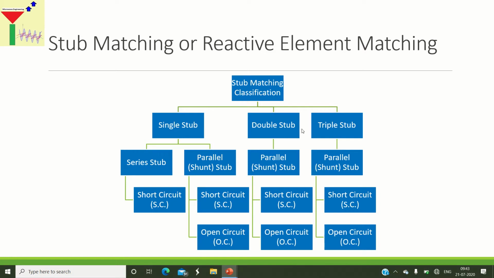Okay, so theoretically, almost all of the design solutions can be conveniently provided by a double stub. So hardly is there a requirement to make use of a triple stub, because in all applications 99% of solutions can be completely given by using a double stub. Okay, so here we will see what we mean by single stub, double stub, and triple stub, and what we mean by series configuration and shunt or parallel configuration. And then we will see the concept of short circuit and open circuit. Okay, so we'll go to the next slide.